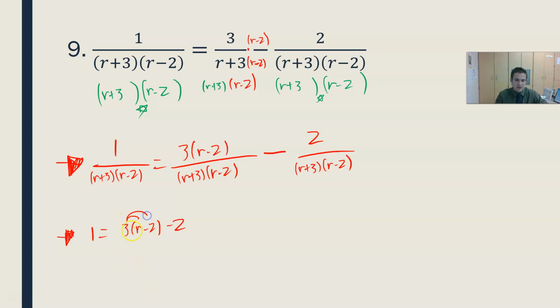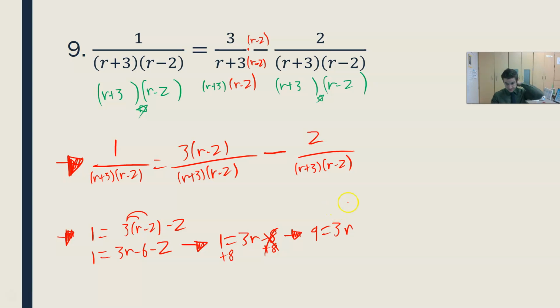So I'm going to go ahead and multiply through in these parentheses here. So I get 1 equals 3r minus 6 minus 2. Well, negative 6 minus 2. Sorry, I'm going to have 1 equals 3r minus 8. I need to get this r by myself, so I'll go ahead and add 8 on both sides. Now I'll get 9 equals 3r, because adding 8 cancels out that negative 8 there. Then I'm going to go ahead and divide by 3 on both sides, because r is being multiplied by 3.